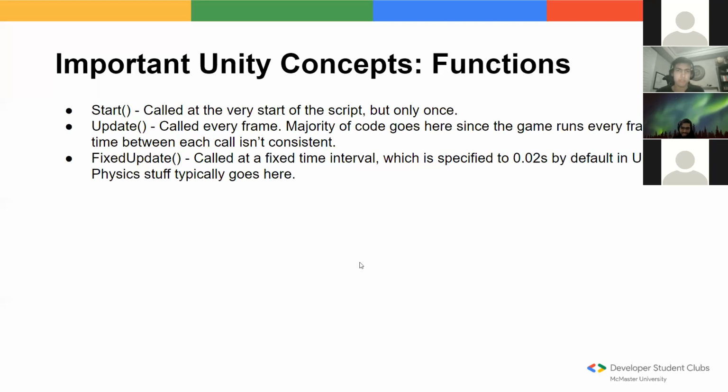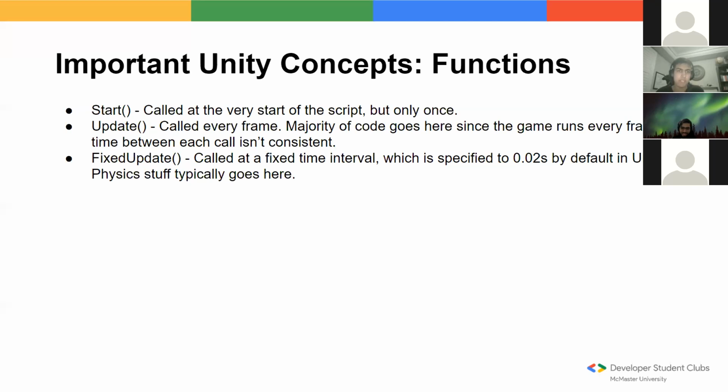Okay, so some other very important concepts in Unity. We're going to be talking about some of the functions that are used. The first function is the start function. This is called at the very start of the script, but it's only ever called once. So this will be very useful for getting the components of the game object. I know you don't understand what I mean right now, but just keep that in mind because we'll be using the start function for that purpose in the code later on, and I'll explain that in more detail.